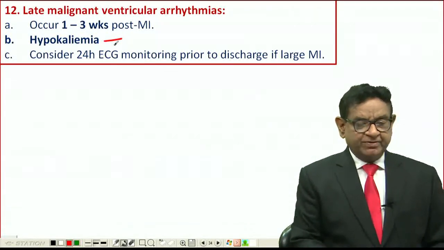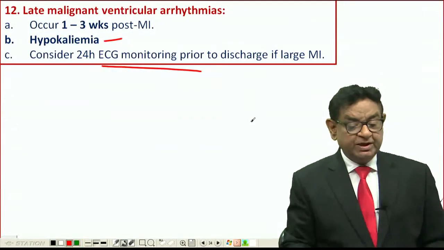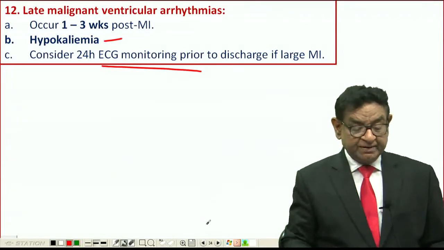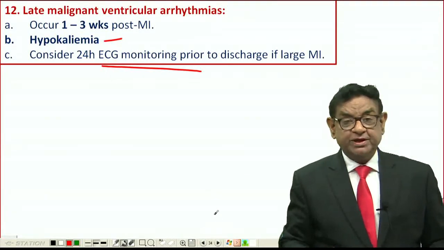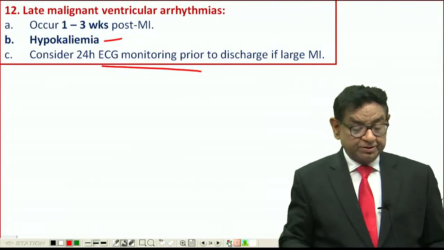However, if there is no hypokalemia, no disturbance, then you can go for even 24-hour ECG monitoring before discharge if a large MI is there. And if you are getting ventricular arrhythmias, you have to treat by giving lidocaine, sotalol, or amiodarone.